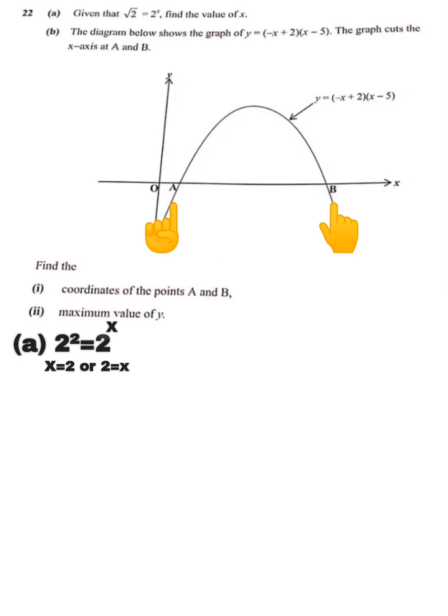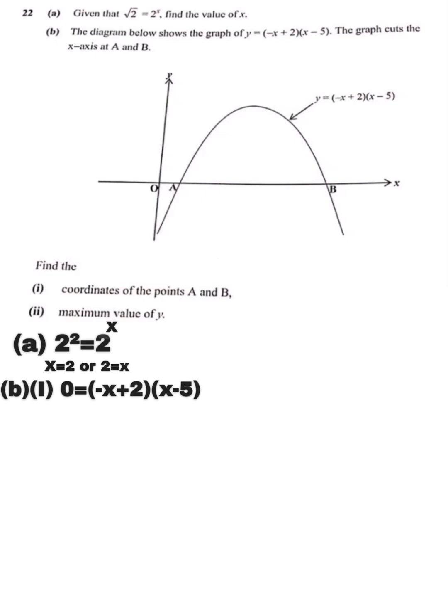Now as you can see, points a and b are on the x-axis. What happens here is that on the x-axis, y is equal to what? 0. So I'm going to use the equation in the question which defines the curve. In my equation, where there is y, I'm going to put 0. So it is going to be 0 is equal to negative x plus 2, with the brackets.